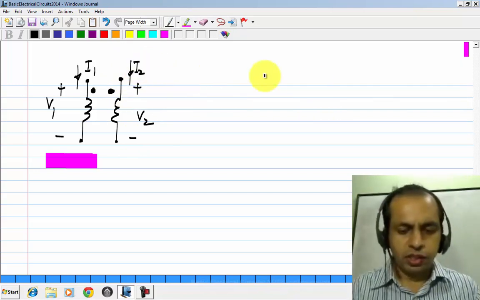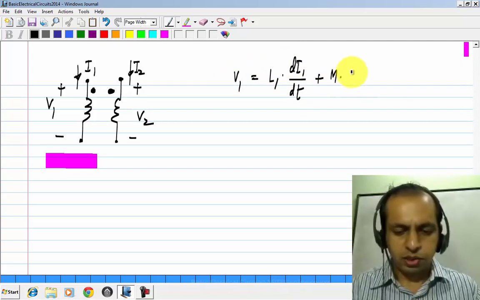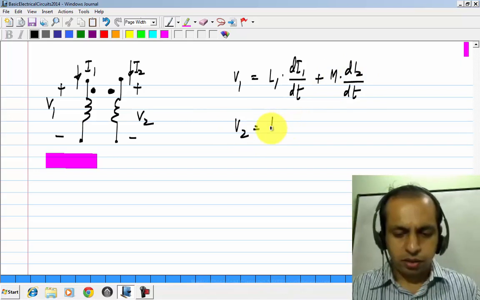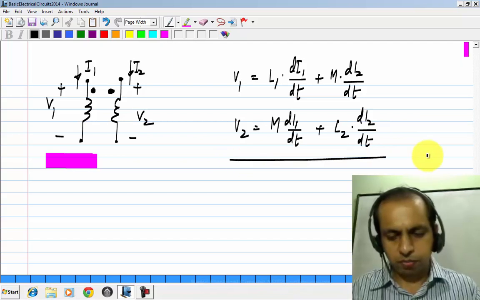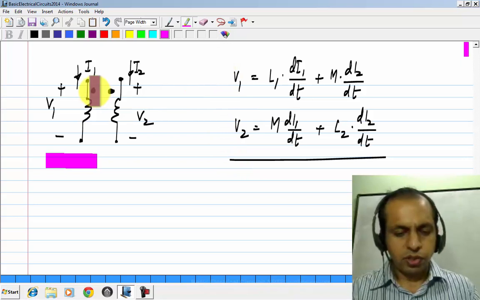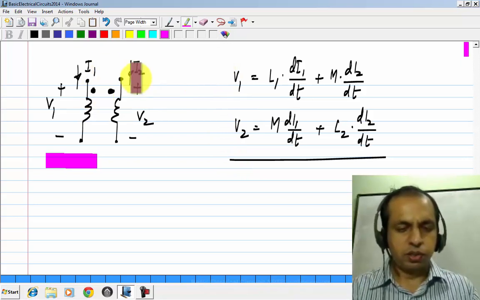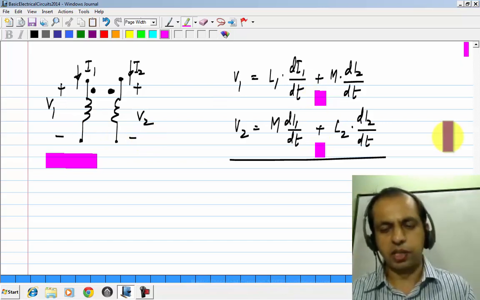With this, V1 will be given by L1 di1/dt plus M di2/dt, and V2 will be M times the time derivative of I1 plus L2 times the time derivative of I2. So, this removes the sign ambiguity. That is, you take both currents going into the dots and the voltages according to the passive sign convention, then you get a plus sign here.